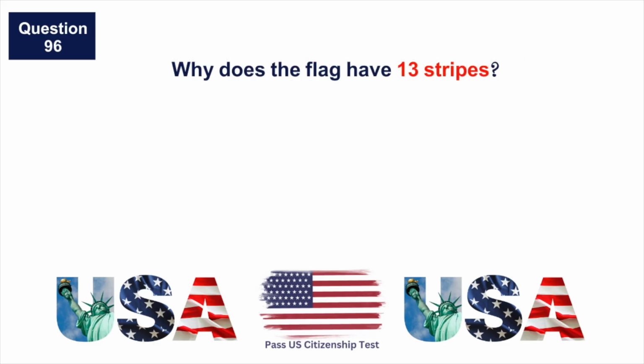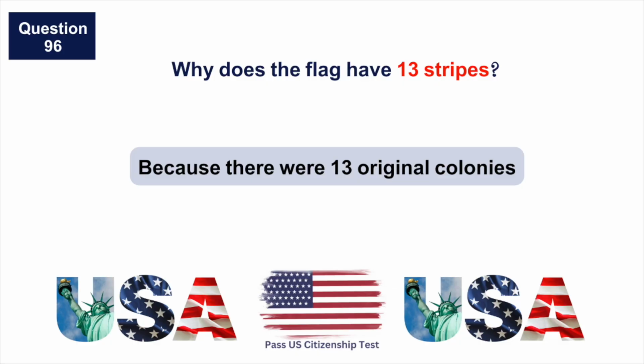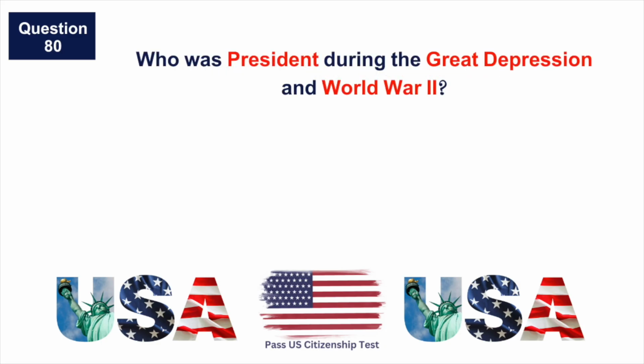Why does the flag have 13 stripes? Because there were 13 original colonies. Who was president during the Great Depression and World War II? Franklin Roosevelt.